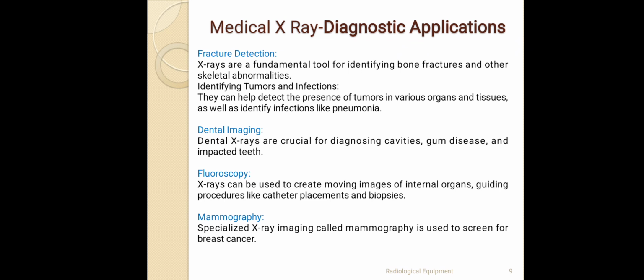Fluoroscopy. Another advancement in X-ray is fluoroscopy. These X-rays can be used to create moving images of internal organs, guiding procedures like catheter placements and biopsies. It can also be used to record the physiological activity of the human body. Another advancement is mammography. There is a specialized X-ray imaging tool called a mammogram. It is used to screen for breast cancer.